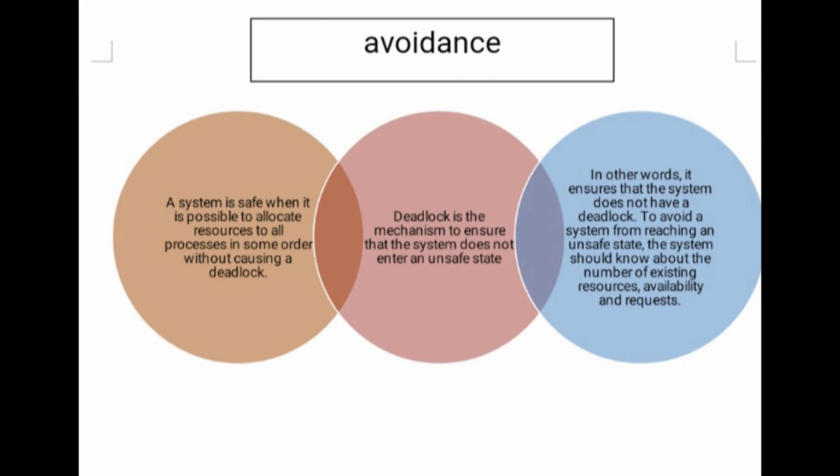To avoid a system from reaching an unsafe state, the system should know the number of existing resources, availability, and requests. The most common technique to avoid deadlock is the banker's algorithm. It helps to find a safe path to execute all the processes. Also, this algorithm considers the total resources and current requested resources.